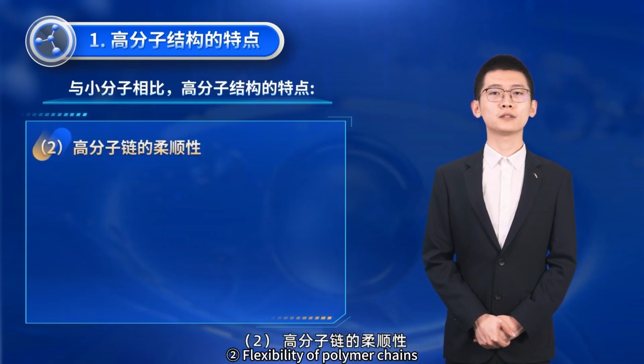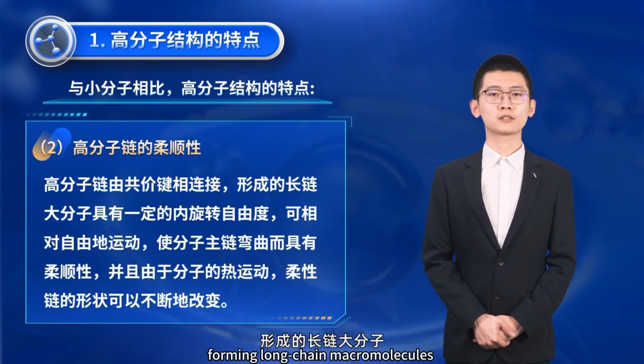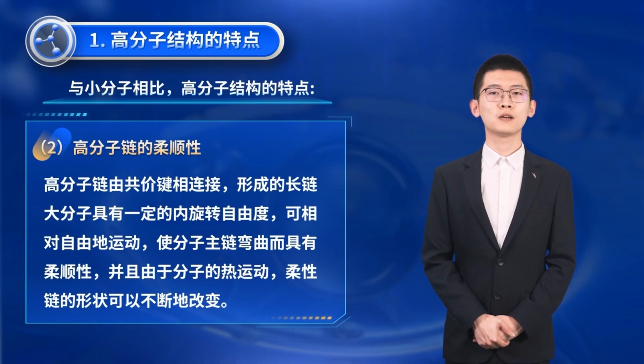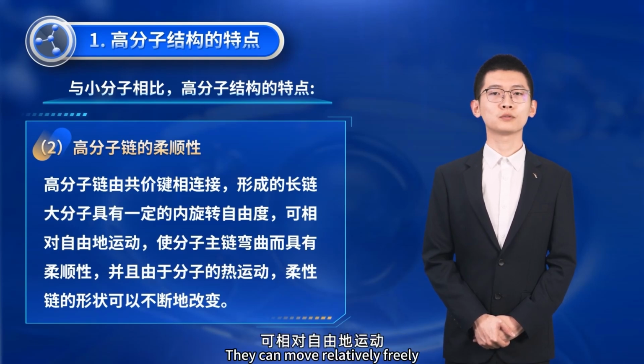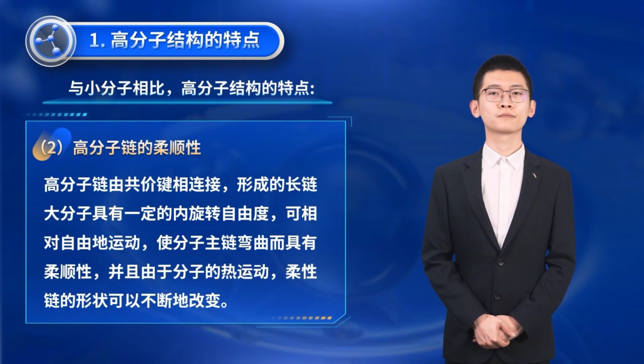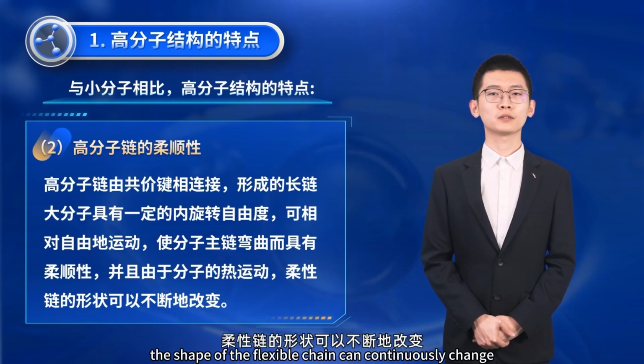Second, flexibility of polymer chains. Polymer chains are connected by covalent bonds, forming long-chain macromolecules with certain internal rotational freedom. They can move relatively freely. This allows the polymer backbone to bend, conferring flexibility to the chain. Due to molecular thermal motion, the shape of the flexible chain can continuously change.